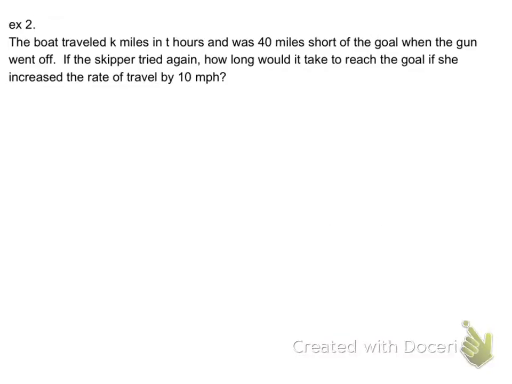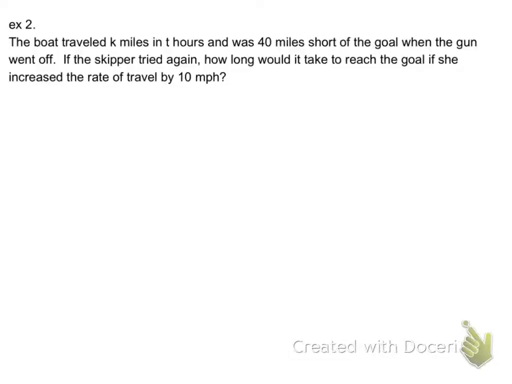Say the boat traveled k miles in t hours and was 40 miles short of the goal when the gun went off. If the skipper tried again, how long would it take to reach the goal if she increased her rate of travel by 10 miles per hour? Notice that some things are going to stay consistent because she's going to try the whole entire race again. And we're going to increase some things.